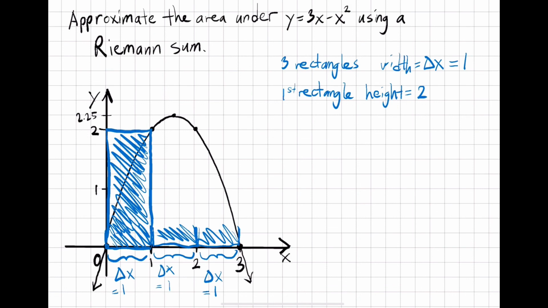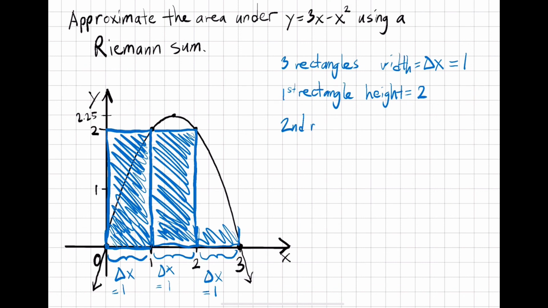Let's make the next rectangle. Well, maybe I'll start on this side here where the x is 2, and I'll go up until I hit my curve, go over, which again happens to be at 2. It's just a coincidence they happen to be the same value here. Don't assume that that's always going to happen. So my second rectangle, my height is 2 again.